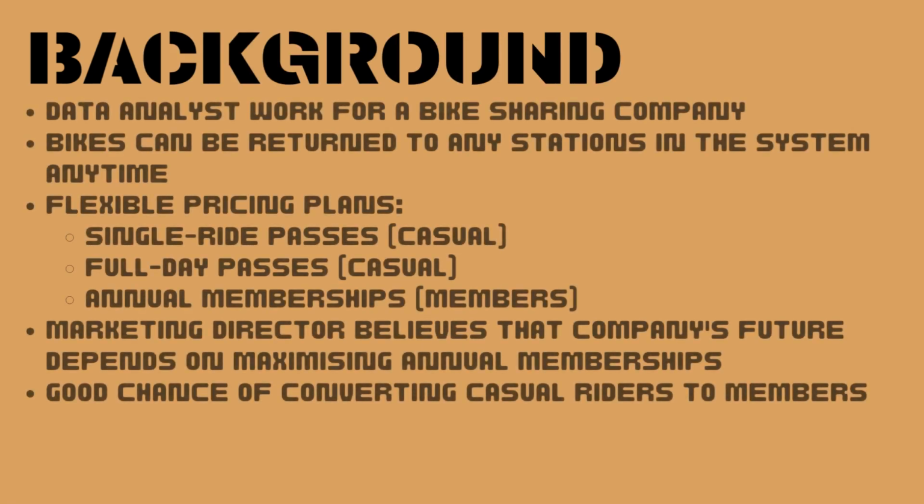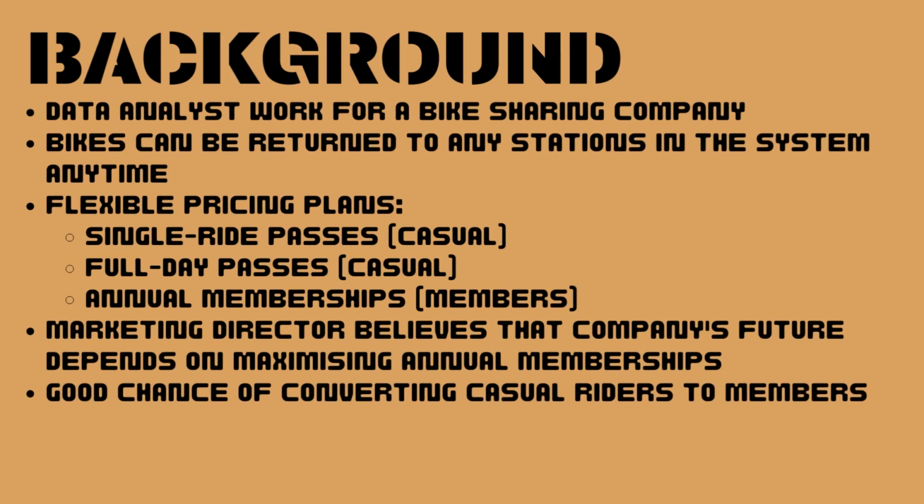Here is some background information on the case study. You are working for Cyclistic, a bike-sharing company. Bikes can be unlocked from one station and returned to any other station in the system anytime. Cyclistic has flexible pricing plans, single-ride passes, full-day passes, and annual membership. Customers who purchase single-ride or full-day passes are referred to as casual riders. Customers who purchase annual memberships are Cyclistic members. The marketing director believes the company's future success depends on maximizing the number of annual memberships, as finance analysts have concluded that annual memberships are much more profitable than casual riders.